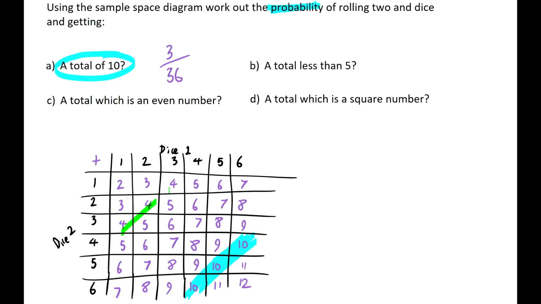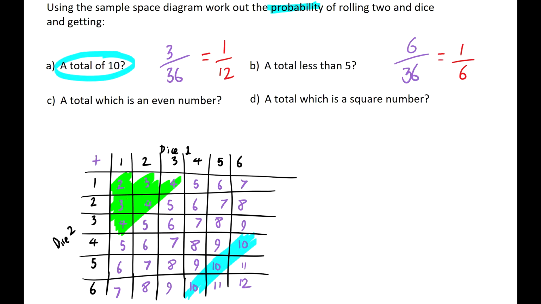Part B, a total less than a 5. So less than a 5, that could be a 4, that could be a 3, and that could also be a 2. I have no other numbers, no other options. It gives me 1, 2, 3, 4, 5, 6 options out of 36. And again, with both of these you can, but you don't have to, simplify these down to 1 out of 6 and 1 out of 12, but you don't need to.